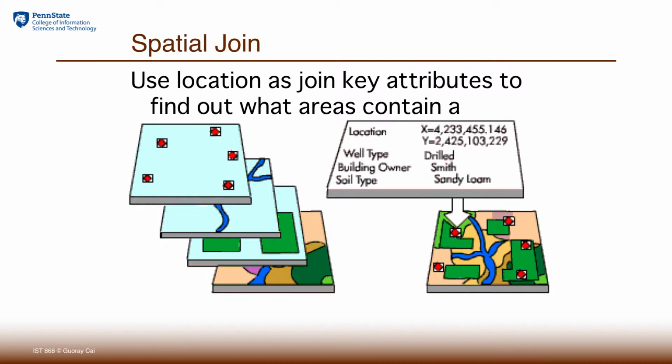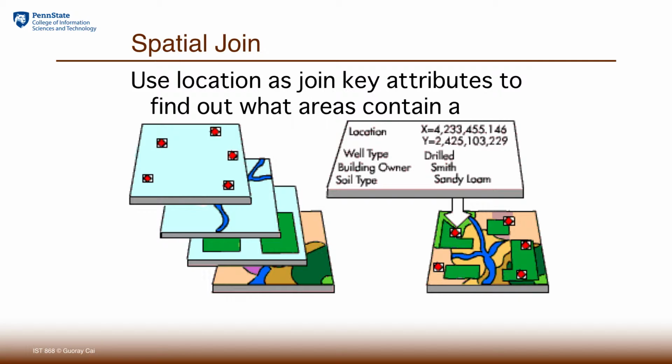Another useful method for analyzing what's inside is called a spatial join. Spatial join is a similar concept to table join in a relational database. When we do a table join in a relational database, we usually rely on two tables having a common key attribute, where the key attributes have to be equal or have some kind of relationship.